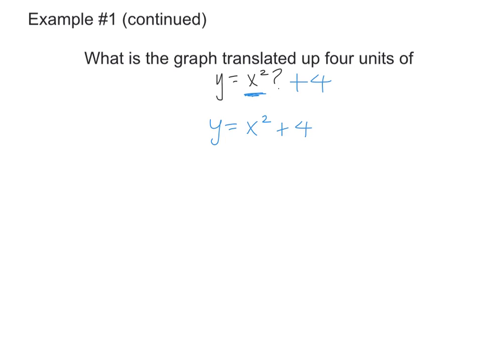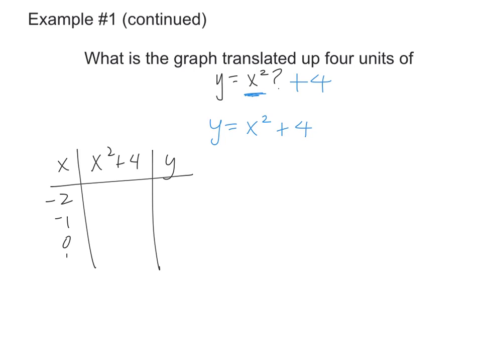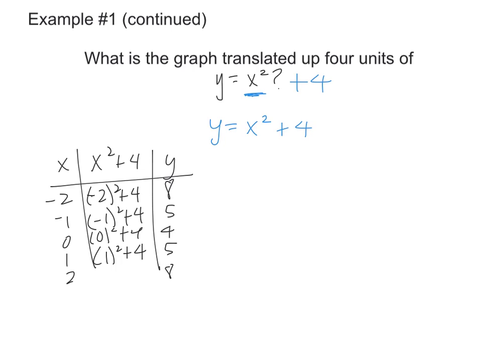Well, we need to create a table to be sure that we're right. So we have x, and then x squared plus 4, and then y. So that's -2, -1, 0, 1, and 2. So that would give us -2 squared plus 4, and that would give us 8, because -2 squared is 4, and 4 plus 4 is 8. Then I have -1 squared plus 4. 1 plus 4 is 5. 0 squared plus 4, that gives me 4. 1 squared plus 4, that gives me 5. And again, the other one should give me 8.